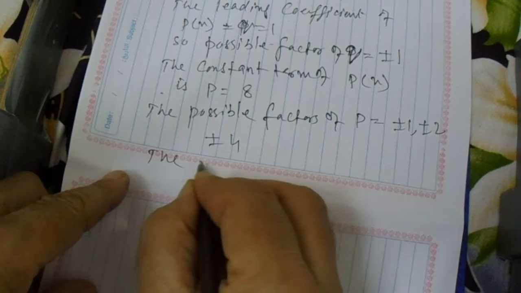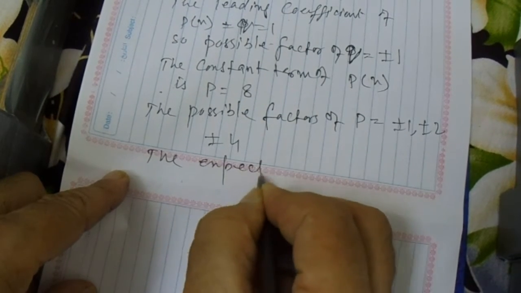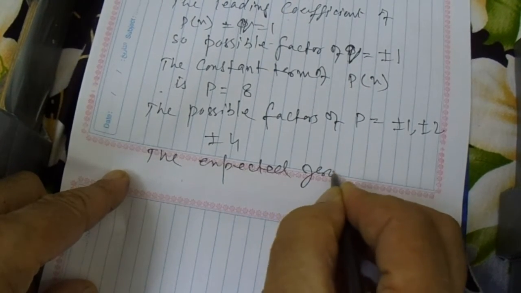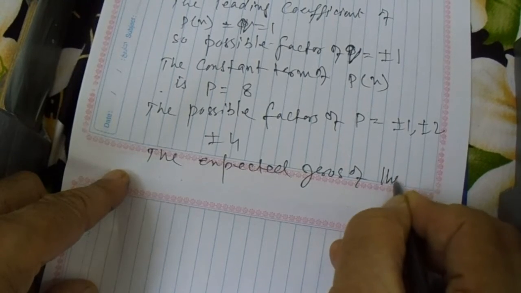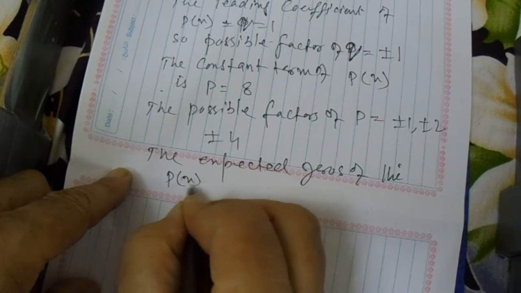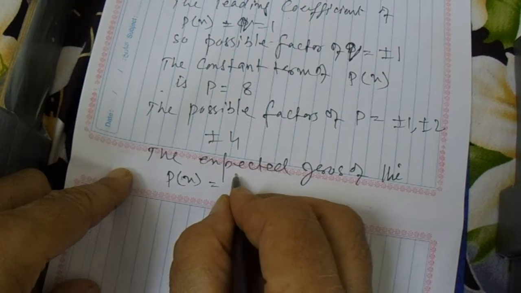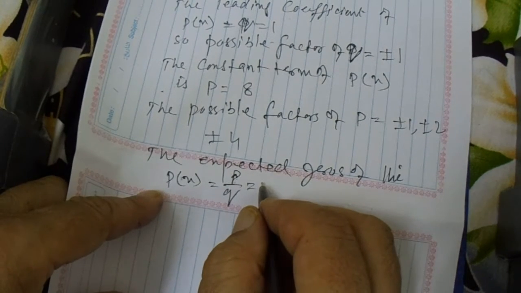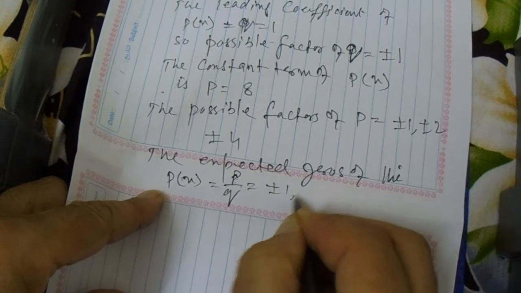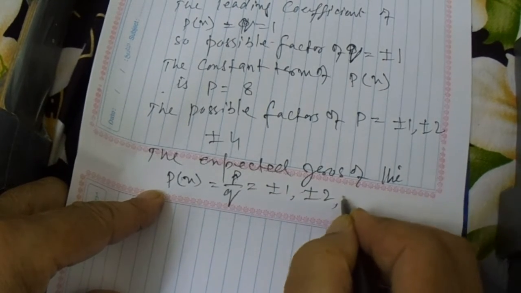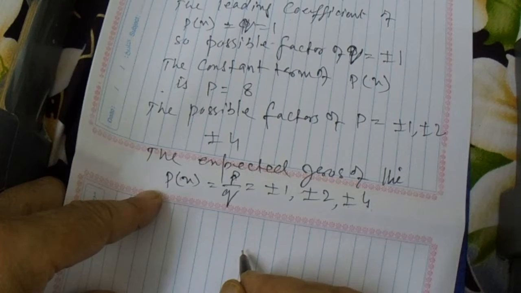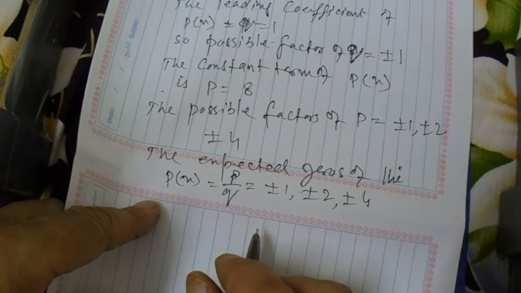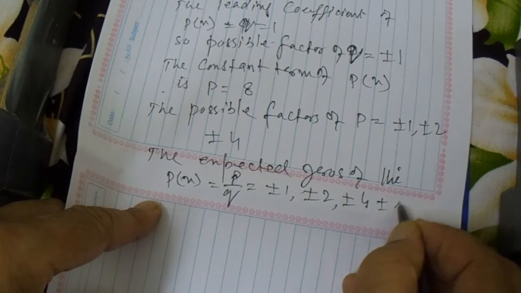The expected zeros of the polynomial P(x) are P over Q, which is P over ±1, ±2, ±4 and ±8.